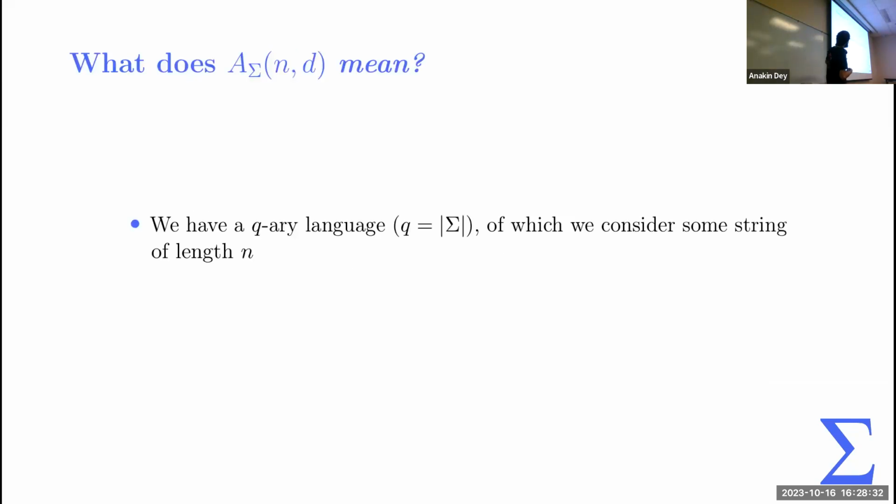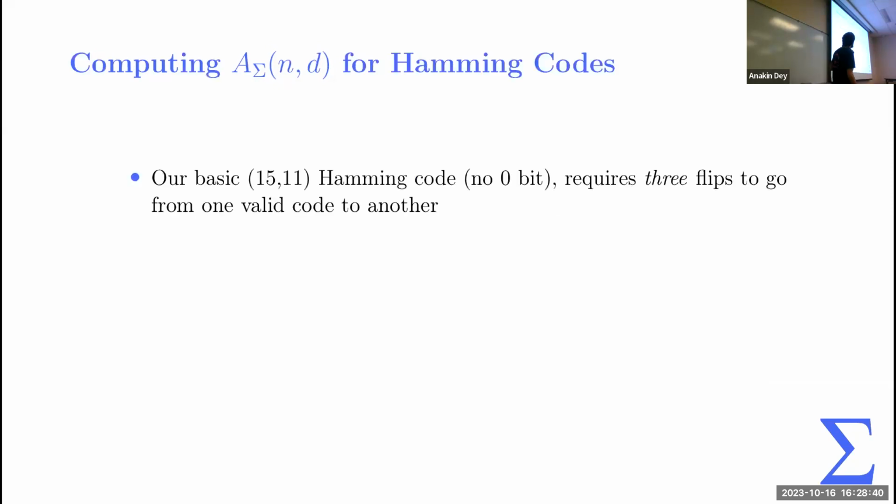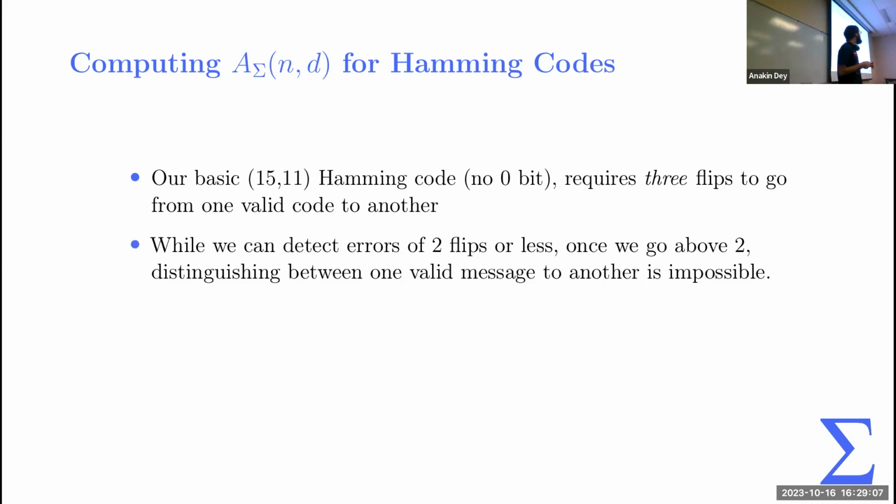So we have a query language where we consider some string of length n. How many strings can we make with at most d changes and consider within our code word? So our basic 15,11 Hamming code, ignoring that 0th overall parity bit, requires 3 flips to go from one valid code to another. You might ask, can I do some aggressive 3 flipping? Maybe, but in most cases, 3 flips will change it in such a way that all the parity bits are okay, even though it's not your original message that you intended.